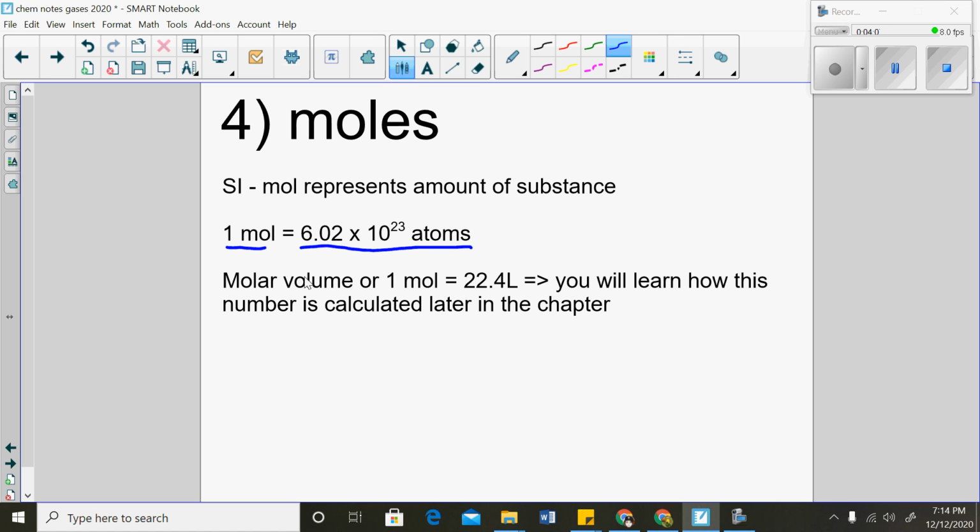There is something known as a molar volume. So 1 mole would equal 22.4 liters. And you will learn how this number is calculated again a little bit later on in the chapters. Like, where are they getting 22.4? This one I can actually show you. But again, why are we looking at moles? Because we're going to try and figure out the amounts of a gas in certain situations.